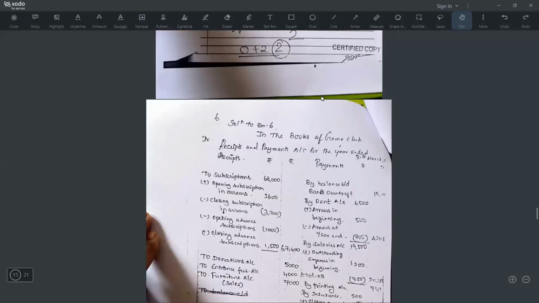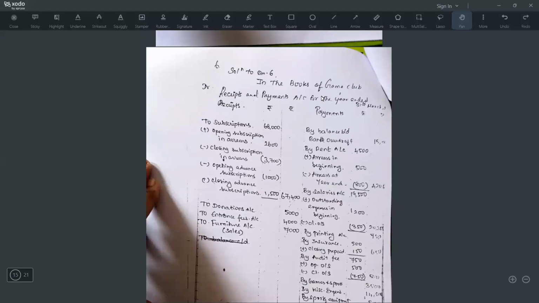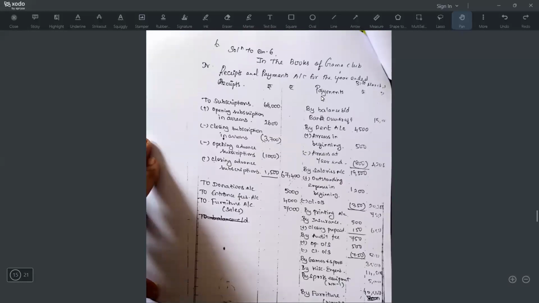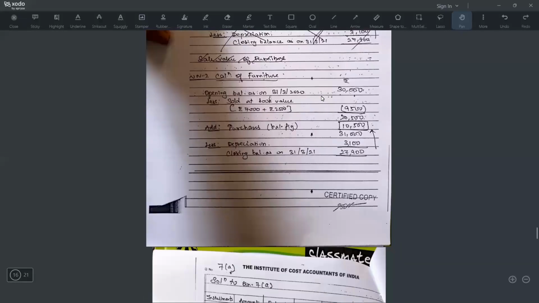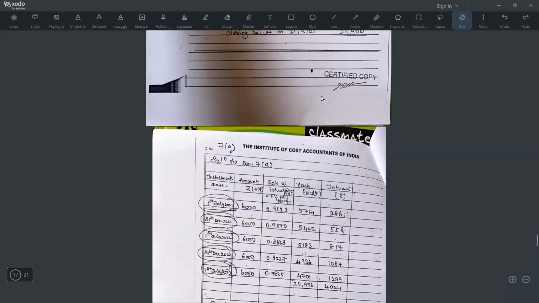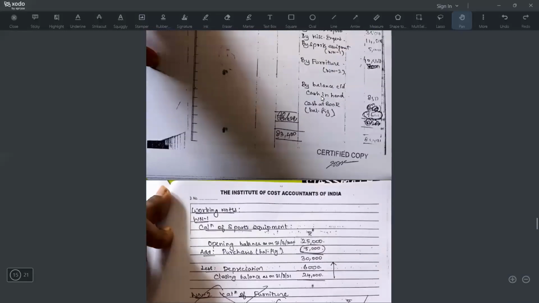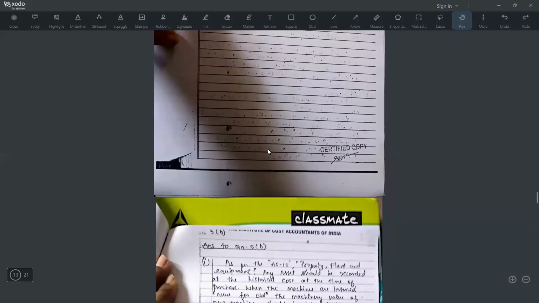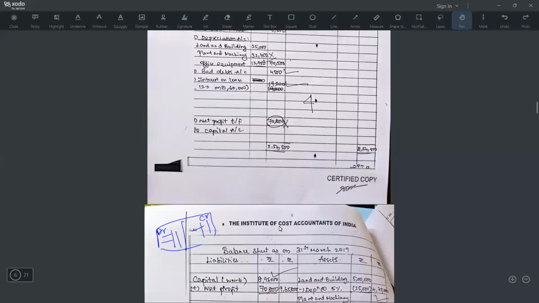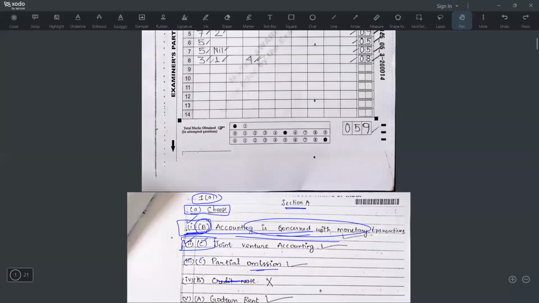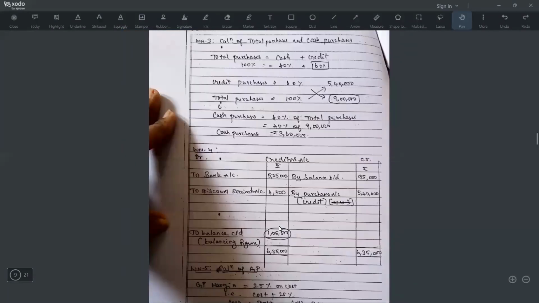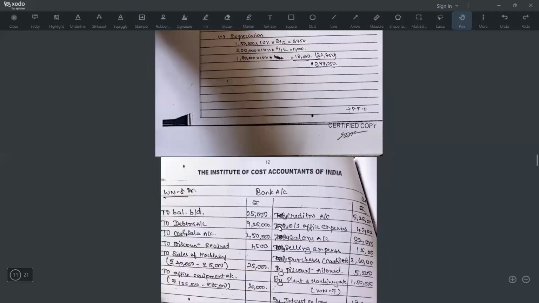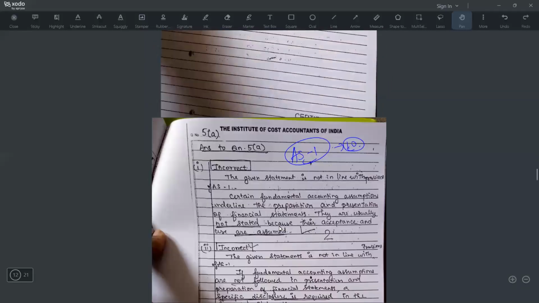Then for solution 6, this is a question regarding an NPO. Many students face this NPO question. I think this is question number 6, correct? We will check question number 6. They have given only 5 marks for that question, even though I have written everything in a proper way.